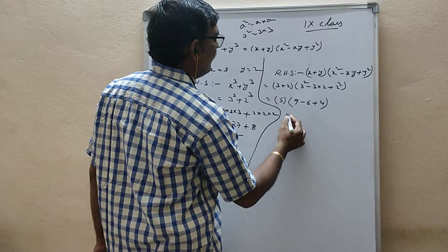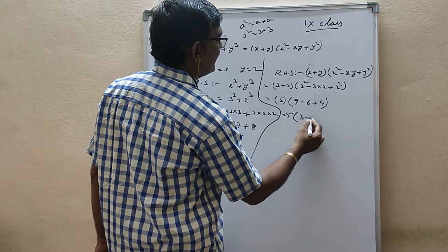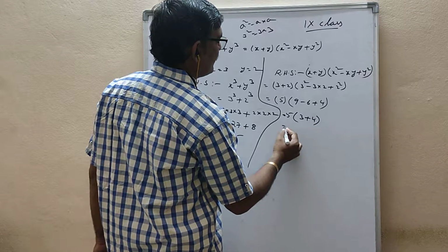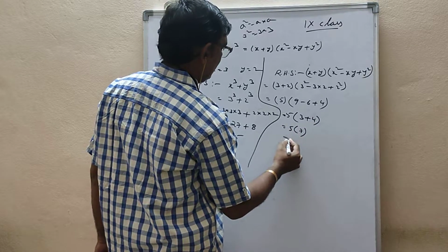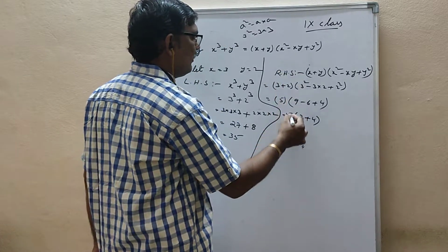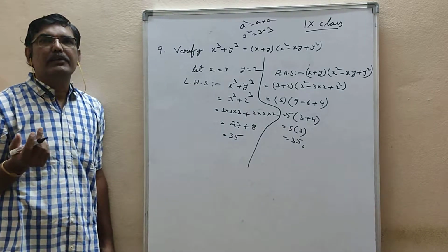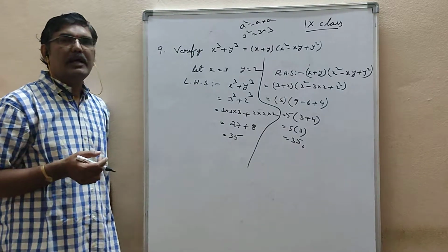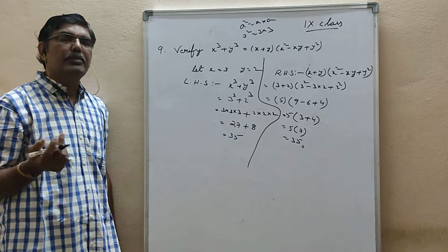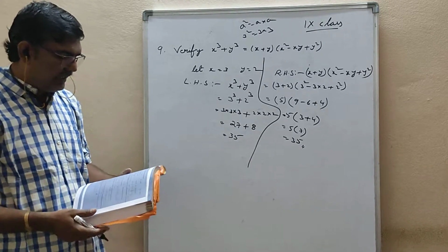So 5 as it is, and 9 minus 6 is 3, plus 4 is 7. So 5 into 7: 5 sevens are 35. Whatever value I got for RHS, I got the same value for LHS. So it can be called an identity. Identity means it should be true for any value. So now it is an identity.